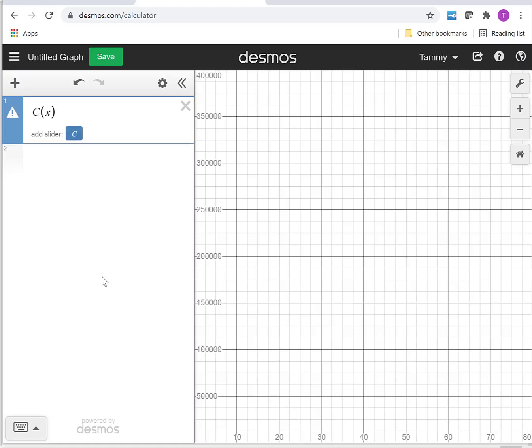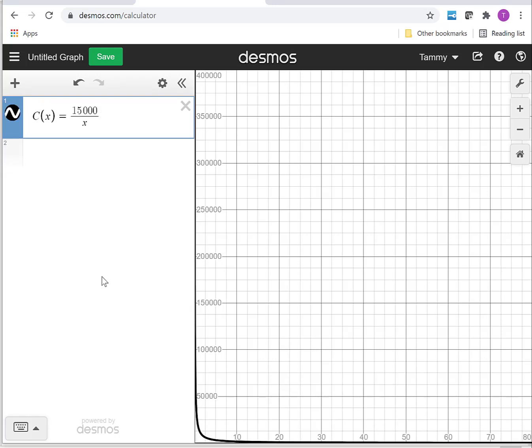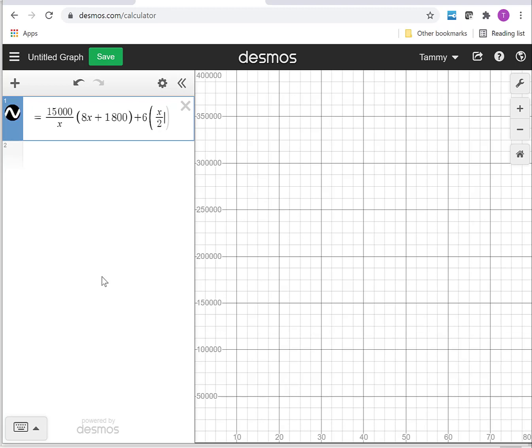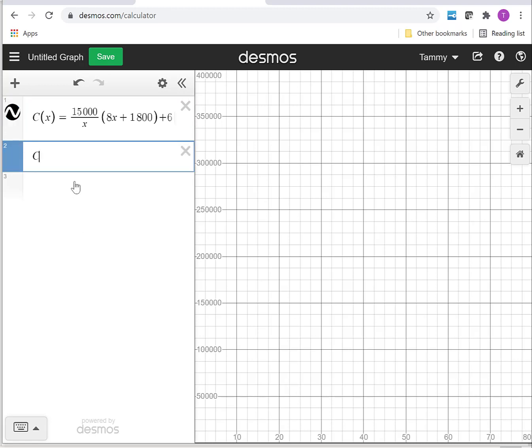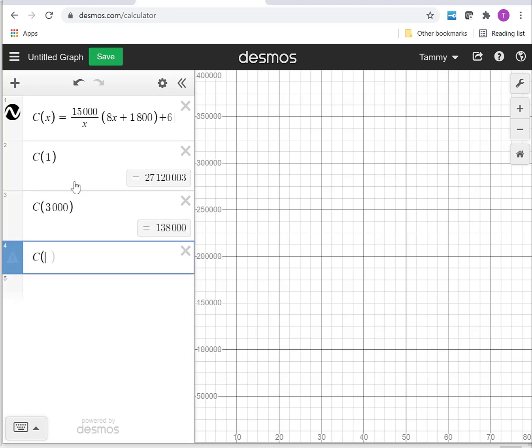So I am going to call this C of x equals 15,000 divided by x times 8x plus 1,800 plus 6 times x divided by 2. So that allows me to look at C of 1, C of 3,000, and C of 15,000. All right, so we can do this comparison.